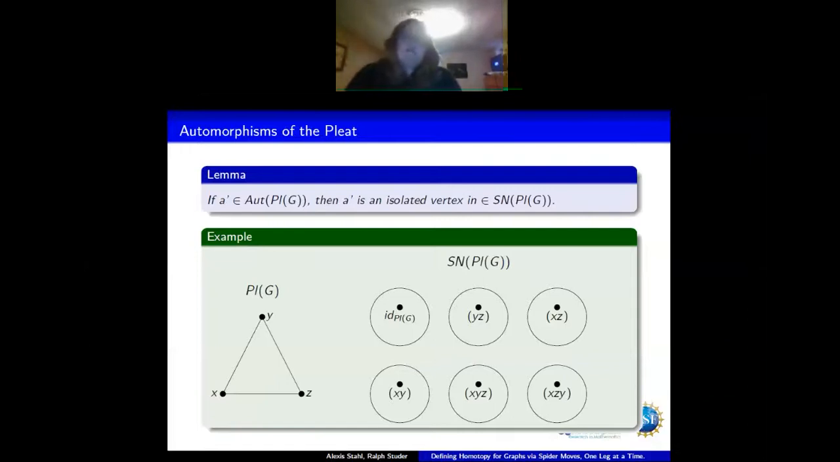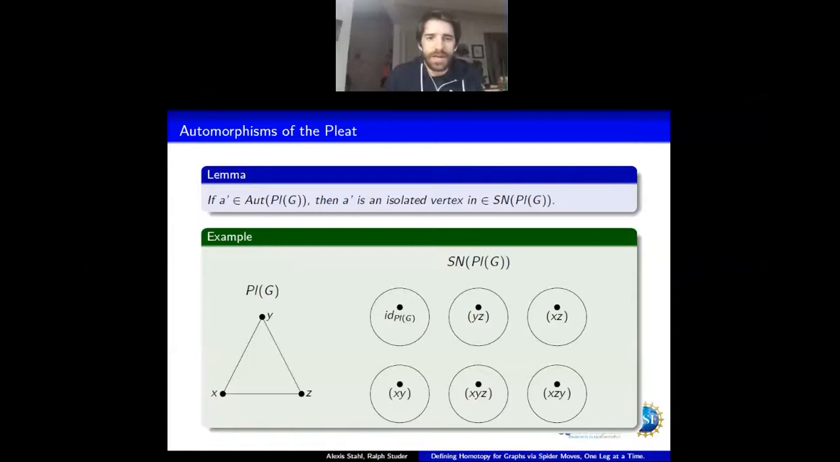So next we proved that if A prime is in Aut pleat G, then A prime is an isolated vertex in the spidernest of pleat G. So we can see that each one of these are the automorphisms of pleat G. Being as it is, it goes to the identity in the spidernest. And then we have the option to reflect each one of these vertices across an axis, which gives us another automorphism. Or we can rotate, which gives us the final automorphism.